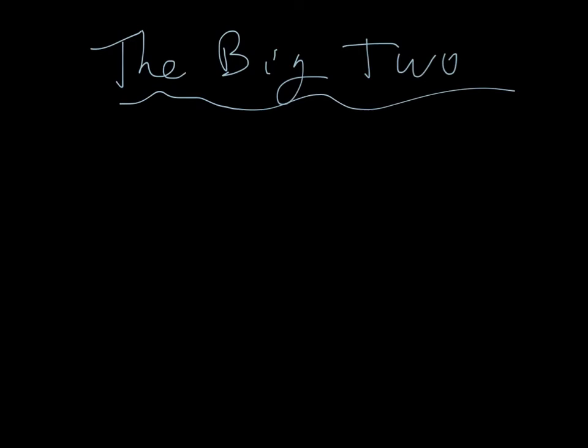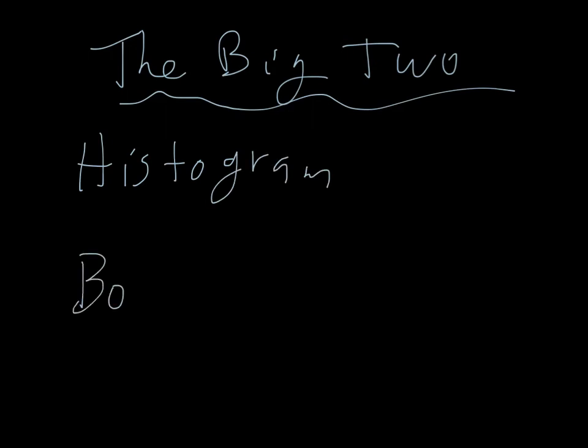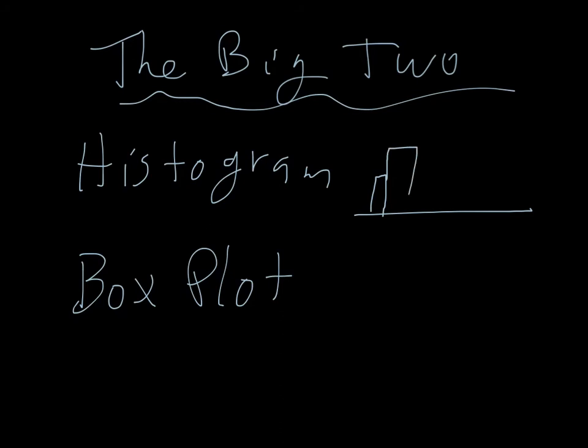The big 2, that's my term, in terms of the two graphs that we use very often and we will see very often, are the histogram and a box plot. All right. Again, both are used for finding quantitative data, and you've probably seen histograms before. These different bars that go up and down.